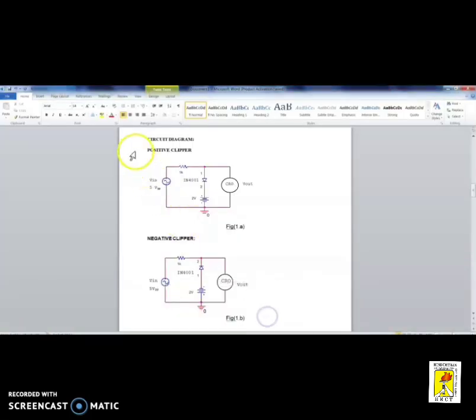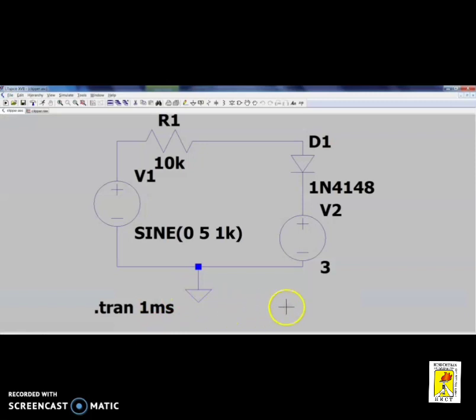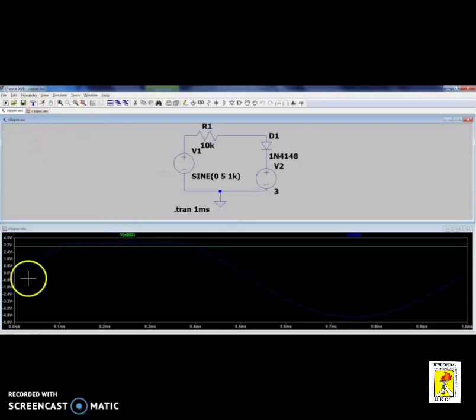This is the typical circuit we have taken: a positive clipper with some bias voltage. Let us see how this works. During the run, I have given the transition time as 1 millisecond. Now I am going to run this circuit, and you can see the waveform here.